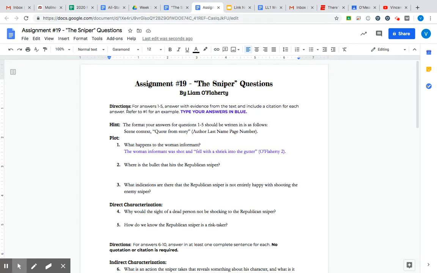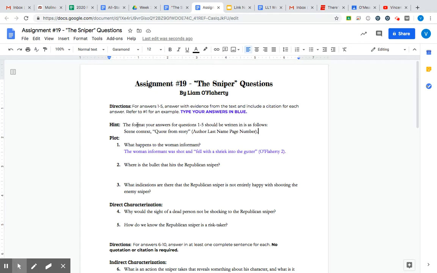The directions for answers 1 through 5: answer with evidence from the text and include a citation for each answer. Evidence from the text, that means a quote. Refer to number 1 as an example. So number 1 is done for you. Please try to type your answers in blue so it is easier for me to see what you've typed, what you haven't, and we can work off that going forward.